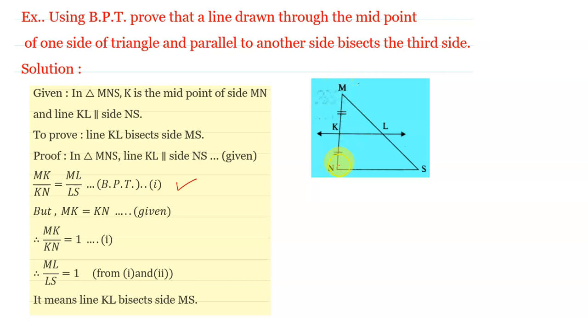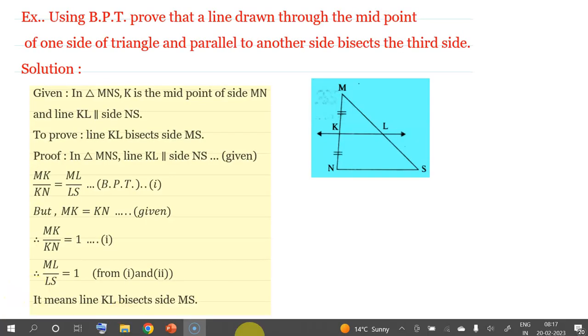Therefore MK upon KN is equal. These are equal and therefore the value of their ratio is 1. Therefore MK upon KN is 1. Therefore ML upon LS is also 1. It means that KL bisects MS and hence proved. Okay, KL bisects MS. Now the next.